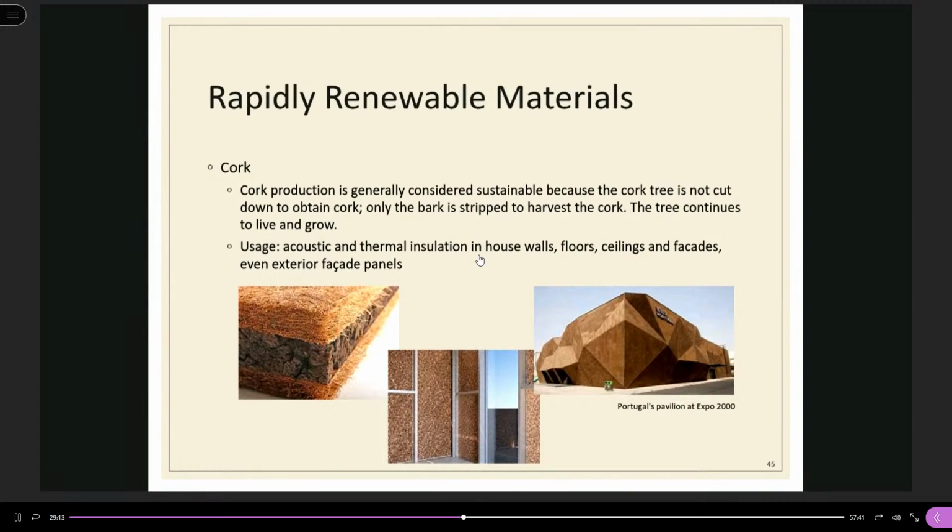So like in this figure, this is the Portugal pavilion in the World Expo 2000. So they are using cork as the exterior facade material.